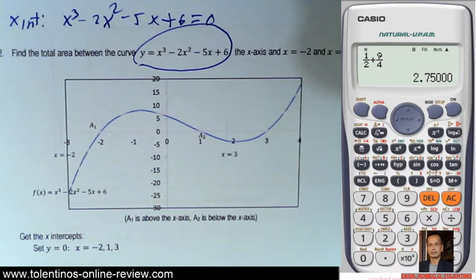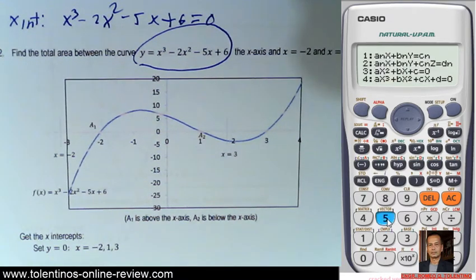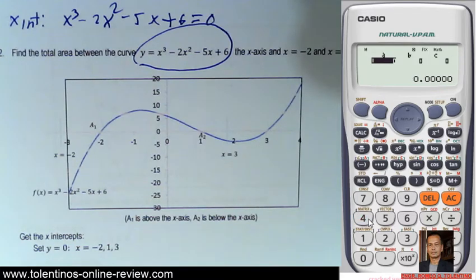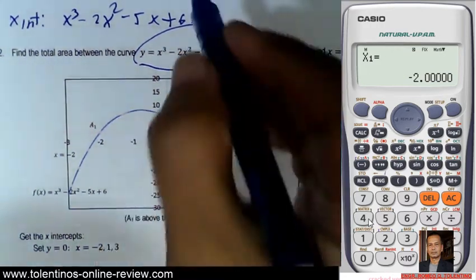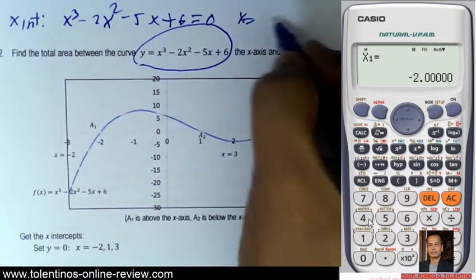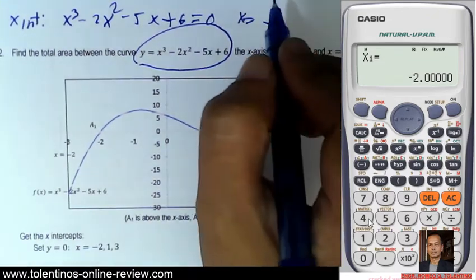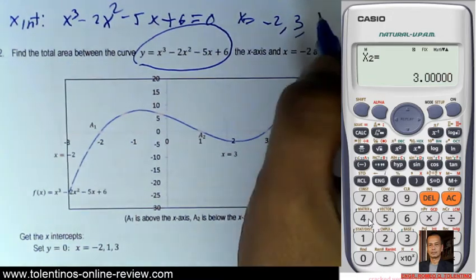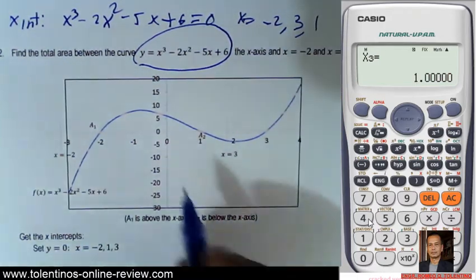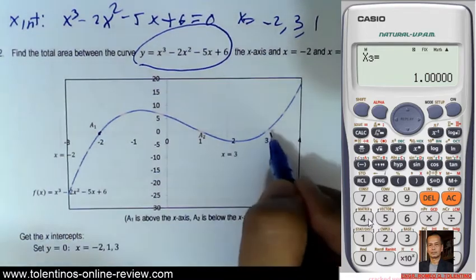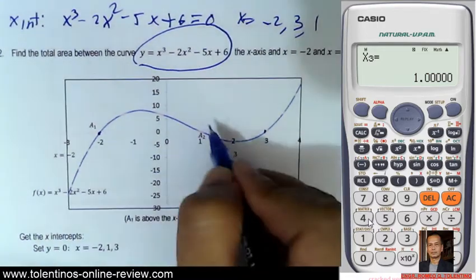Your calculator has a mode for solving cubic equations, mode 4. Then input the coefficients 1, negative 2, negative 5, and 6. So you see the roots are what? You see the roots are x is negative 2, and then 3, and then 1. So that's how you find negative 2, 3, and then 1.